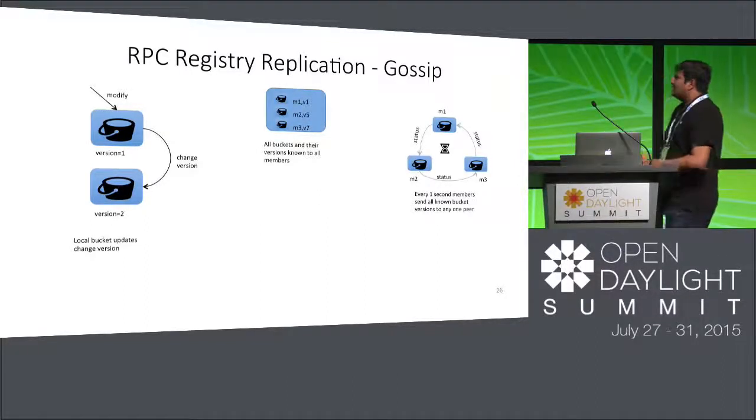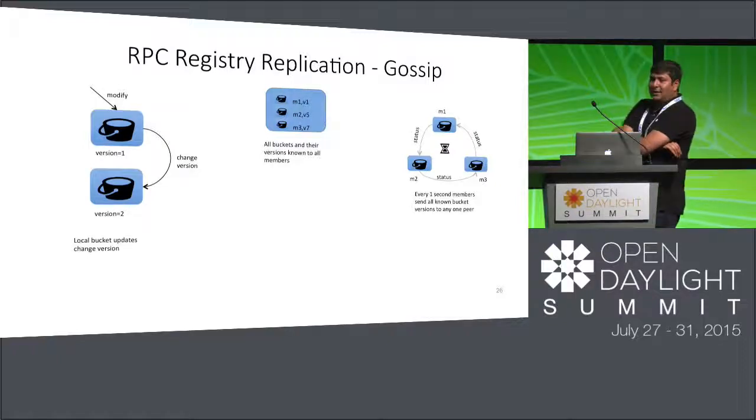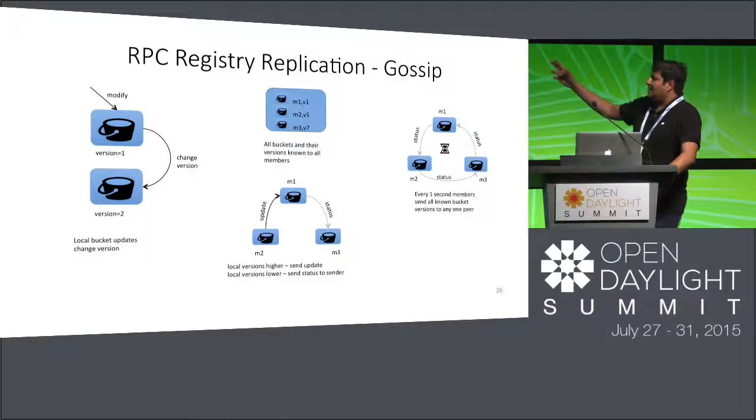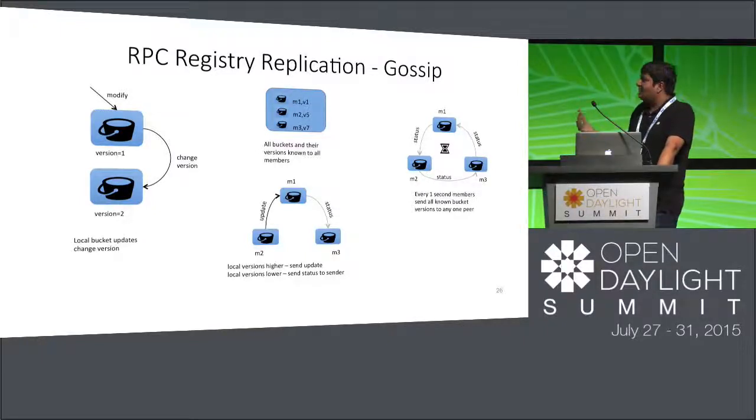So the gossip mechanism works like this. Every second, all the members send status messages to each other, essentially telling each other, I know of these versions of the buckets. Based on that information, the nodes can respond: if the version is lower, it sends back a status. Otherwise, it sends an update.